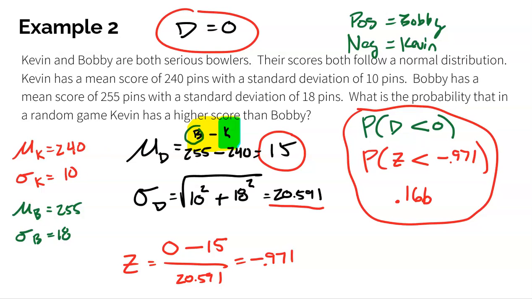Kevin just has to vary on the high end, which he could do because he does have a standard deviation. Bobby has to vary on the low end, which he could do because he has a larger standard deviation, and that would allow Kevin to do better. That's a really good AP question. Please really take your time on understanding that one.